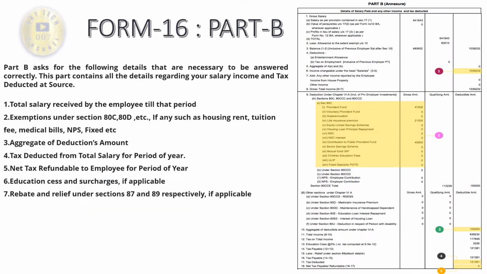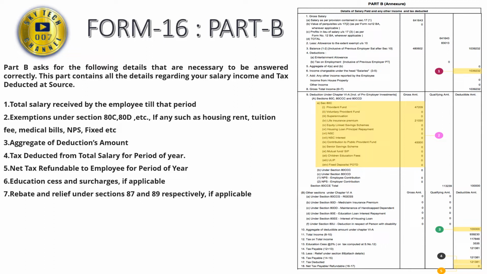Part B asks for the following details that are necessary to be answered correctly. This part contains all the details regarding your salary, income and tax deducted at source. 1. Total salary received by the employee till that period. 2. Exemptions under Section 80C, 80D, etc., if any, such as house rent, tuition fee, medical bills, NPS, fixed deposits, etc. 3. Aggregate of deductions amount. 4. Tax deducted from total salary for the period of the year.